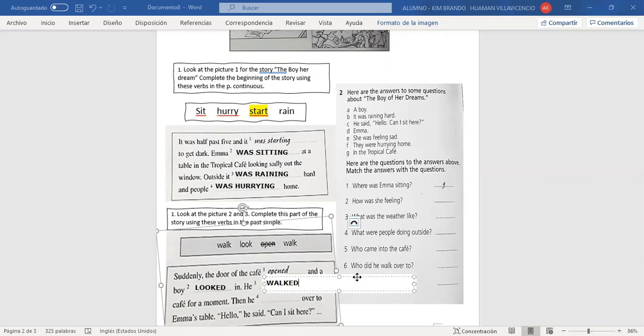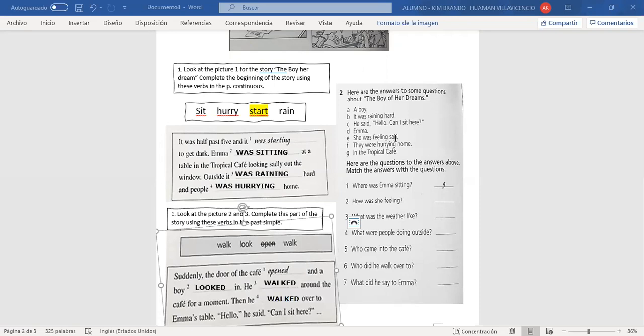He walked around the café for a moment. No? Then he walked over to Emma's table. Oh, I think, look, no? Then he looked over, no, él miró sobre la mesa, o él caminó, I think. He walked. He walked over, no, sobre la mesa de Emma, and said hello.